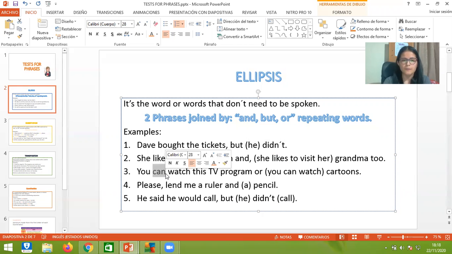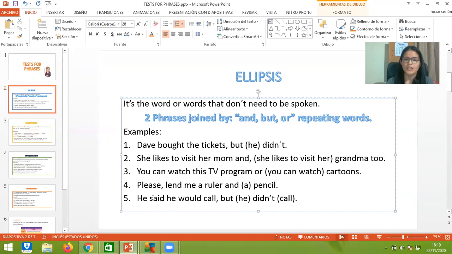The third example is: you can watch this TV program or cartoons. In this case, we omit "you can watch" because we say this in this phrase. Next, please lend me a ruler and a pencil. What word is repeated in this phrase? So it's not necessary to repeat it in this phrase.